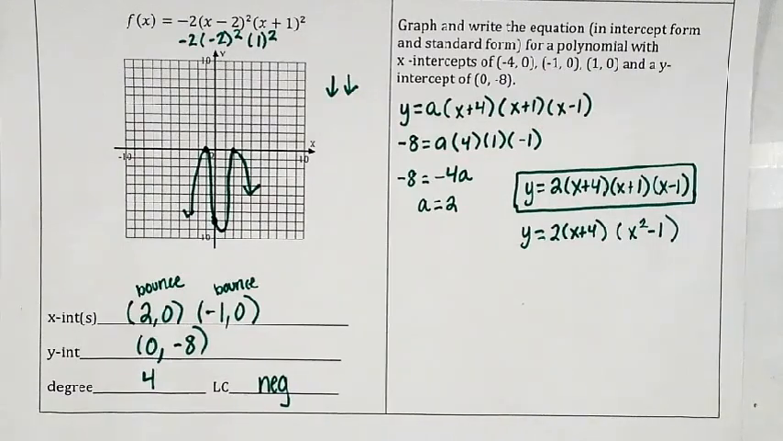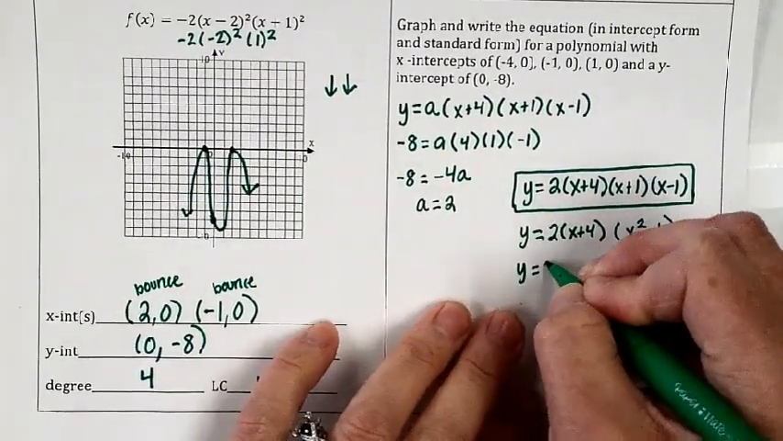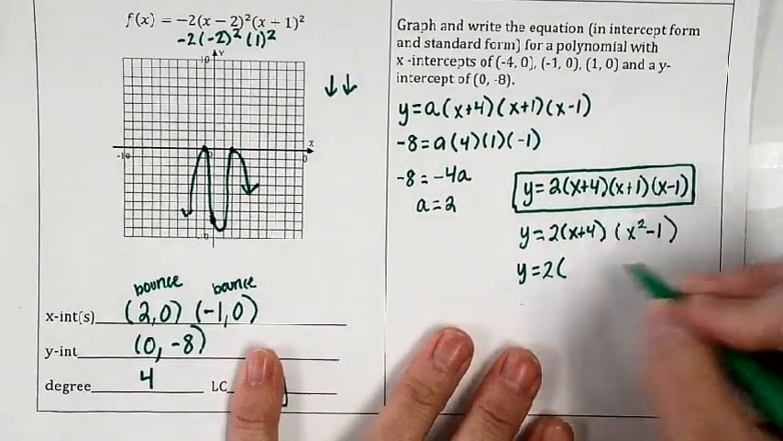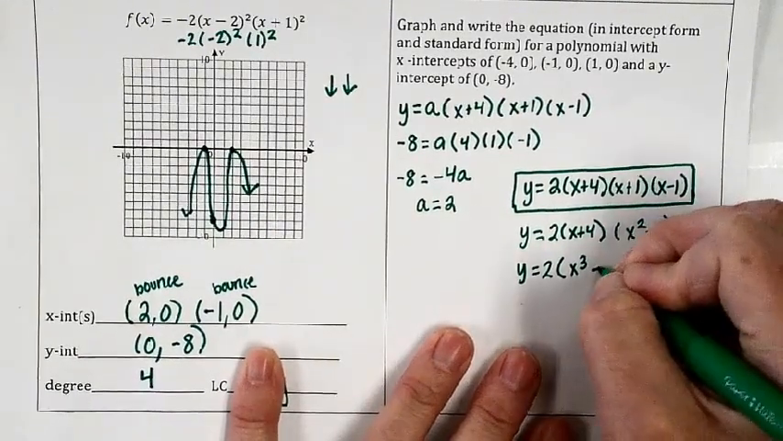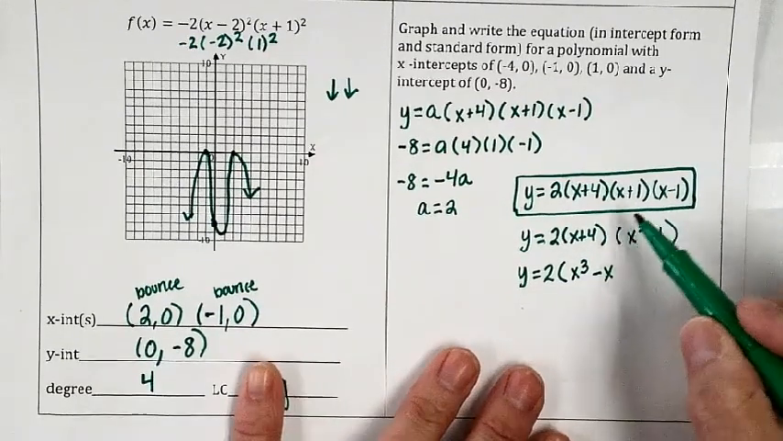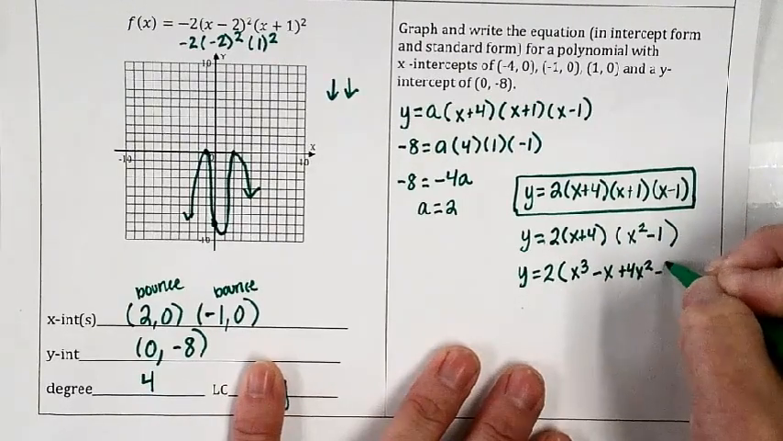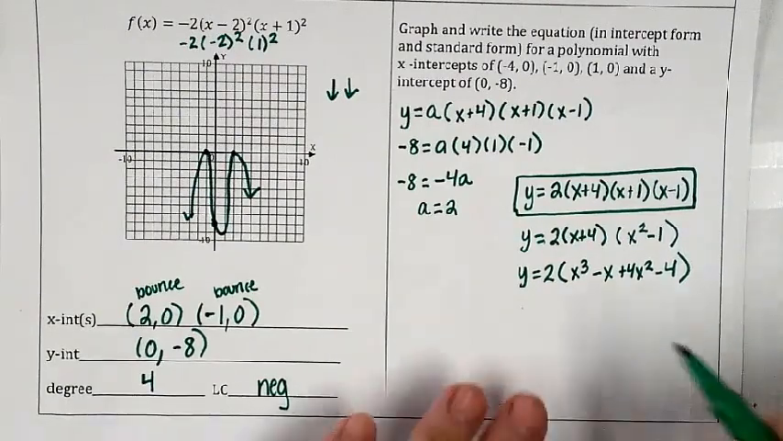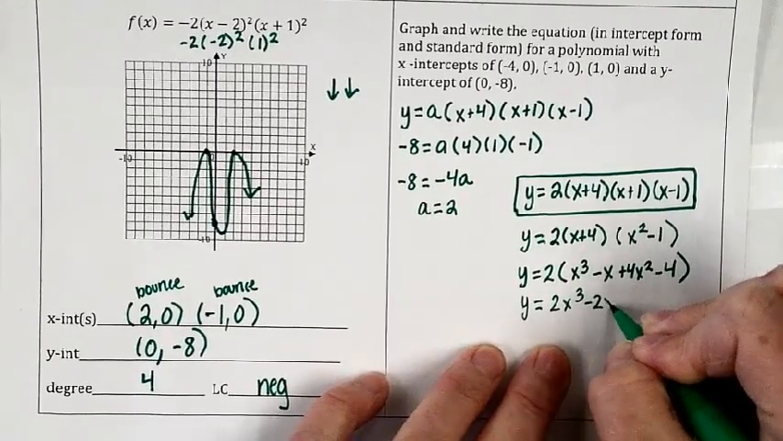Now we still need to multiply. I'm going to multiply the x plus 4 times the x squared minus 1. I still have the 2 on the outside. So x times x squared is x cubed. x times negative 1 is negative x. Now 4 times x squared is plus 4x squared. And 4 times negative 1 is negative 4. Now I'm going to distribute the 2. So this will be y is equal to 2x cubed minus 2x plus 8x squared minus 8.